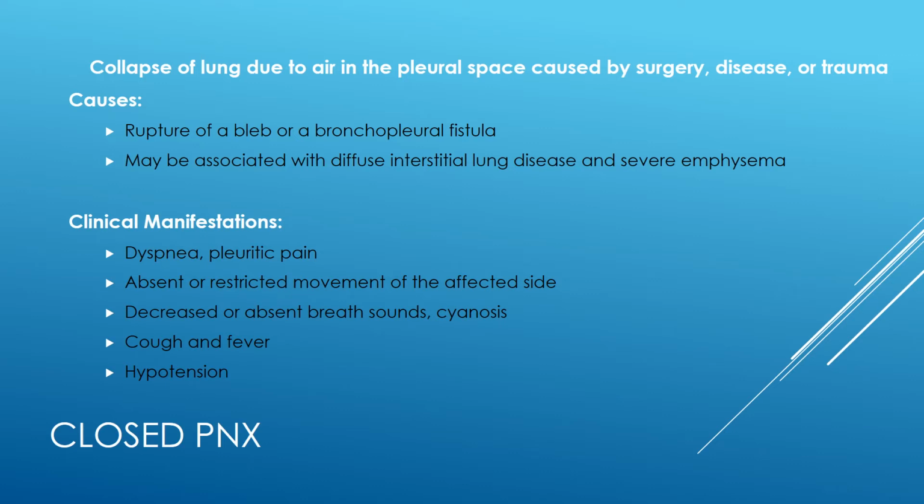Where it says rupture of a bleb or a bronchopleural fistula, sometimes these patients with chronic lung diseases will have almost like little blisters on their lungs. Those can sometimes pop on their own, and when that happens, it can injure the lung, causing a closed pneumothorax, or simple pneumothorax. Okay?